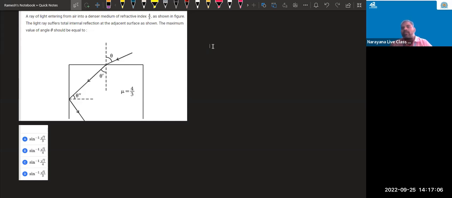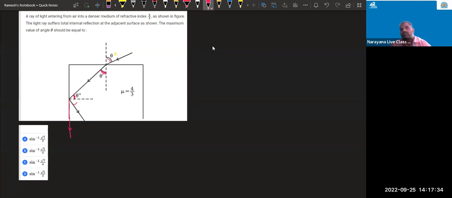Okay. Any clue? See, listen, I will give a clue. Theta, this is maximum means this should be maximum, means this also should be maximum. This is maximum means this should be minimum. If it is minimum, it should not go like this. It will graze like this.